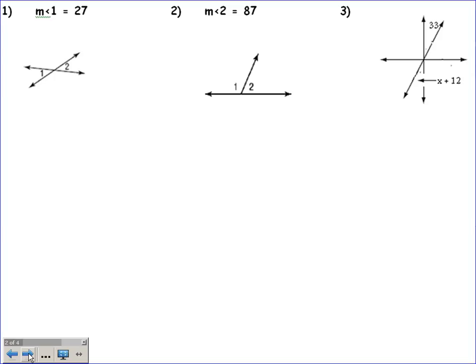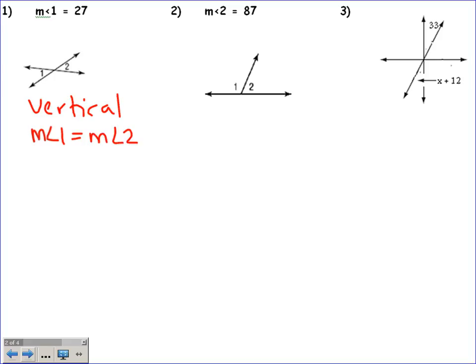Okay, so the first one that we're looking at. What's the relationship here? How are these two related? They're vertical angles. Write that down. What do we know about vertical angles? Everyone say it out loud. Vertical angles are congruent. Congruent means these two are going to be equal to each other. So that means that the measure of angle 1 is going to be equal to the measure of angle 2.